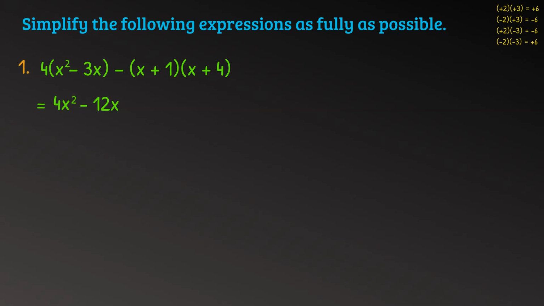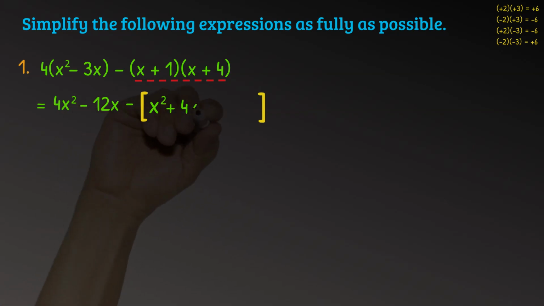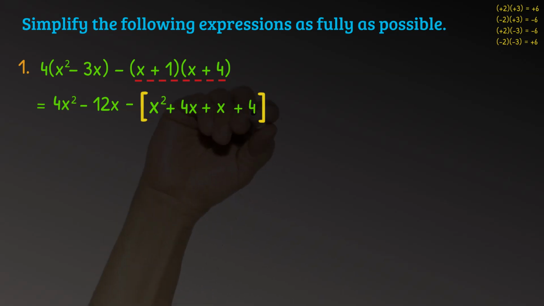However, next there's two brackets multiplied by each other, so we're going to put an extra step in here and multiply those brackets out first, and that should hopefully stop us making any small errors. So we're going to multiply out these two brackets and we're going to put the result inside these yellow brackets. So x times by x is x squared, and x times by 4 is plus 4x. And then we take the 1 and we times that by x, which gives us just plus x. And 1 times by 4 is plus 4.